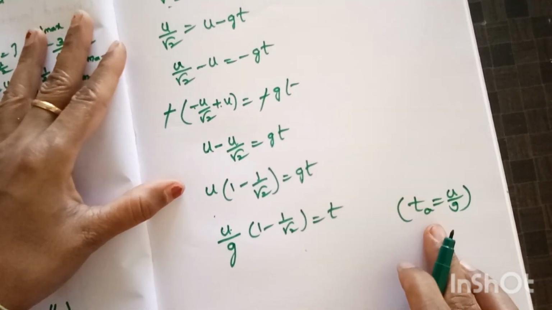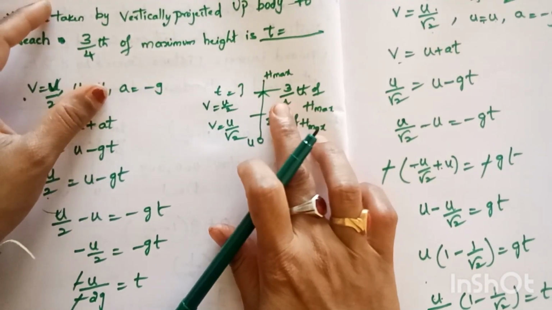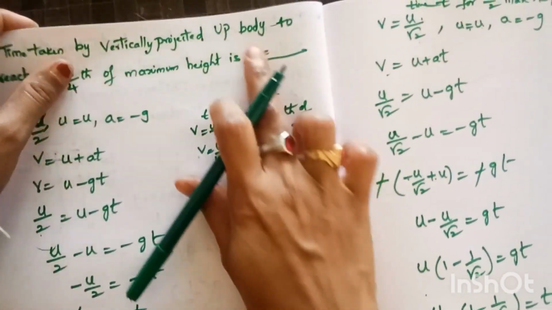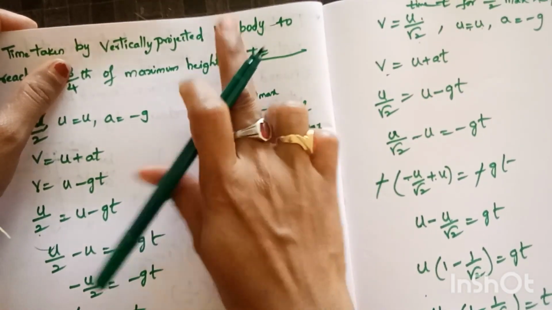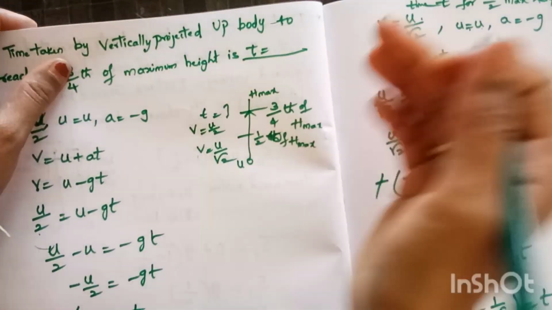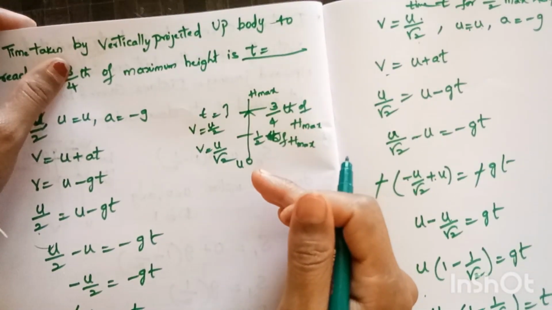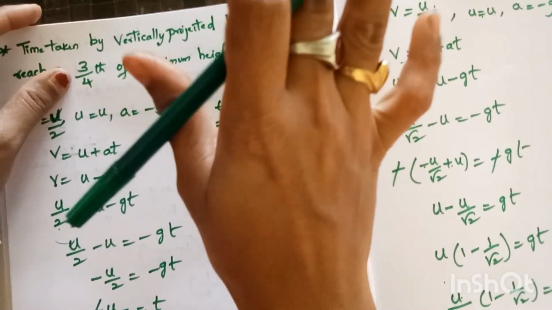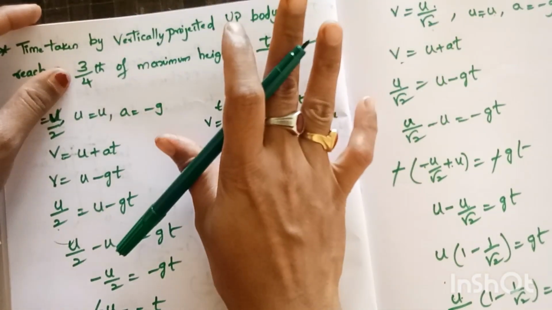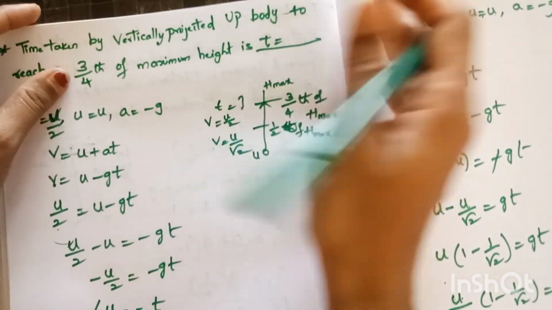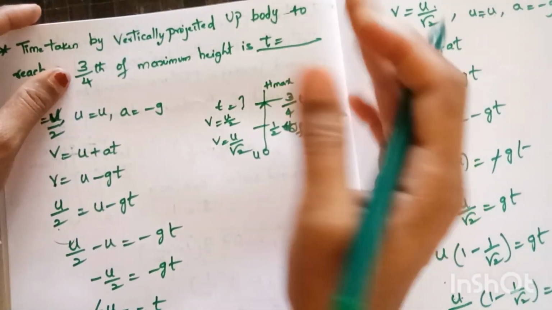Why am I taking ta here? Why am I not taking td? td means time of descent. Because here we are calculating the time when an object is thrown vertically up. Vertically up means time of ascent. For downward motion, it means time of descent. So for vertically projected up, we take only the time of ascent. For vertically projected downward, we take the time of descent.